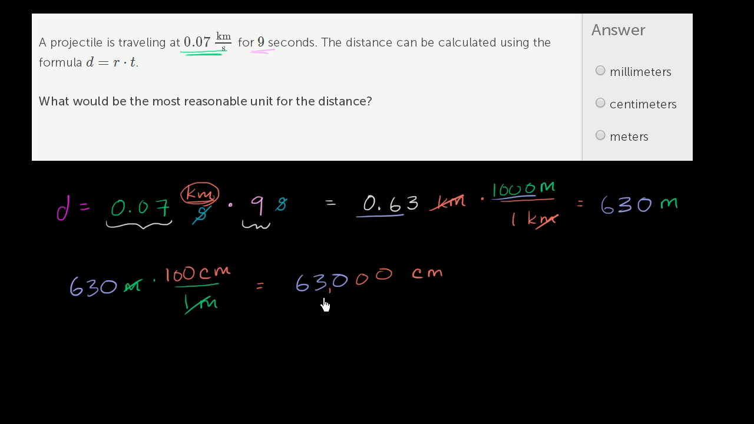63,000 centimeters. Now we're starting to get to numbers that are a little bit harder to visualize. I really want to describe this in meters. So I definitely wouldn't go for centimeters. And millimeters is even worse. You have 10 millimeters per centimeter. You're going to get to 630,000 millimeters. So that's even stranger. So I would definitely go with the meters.